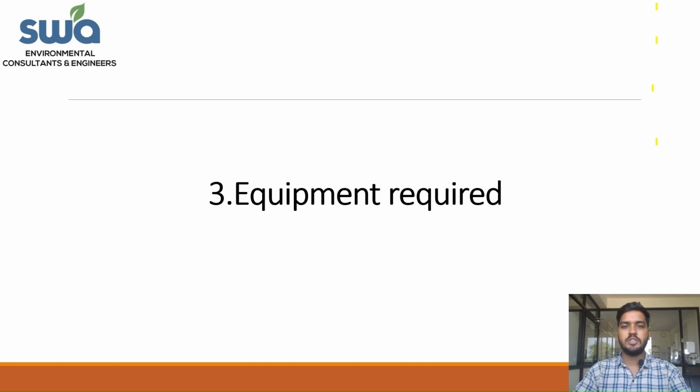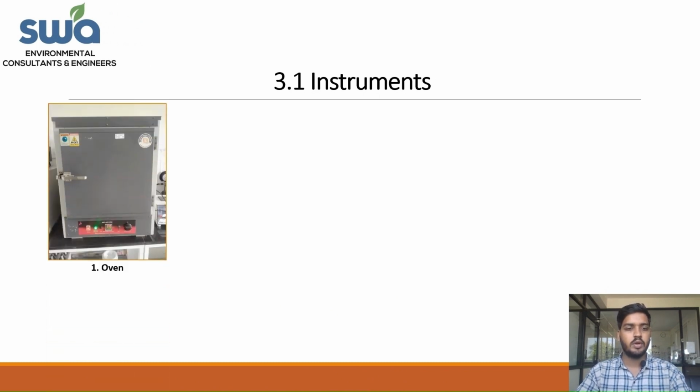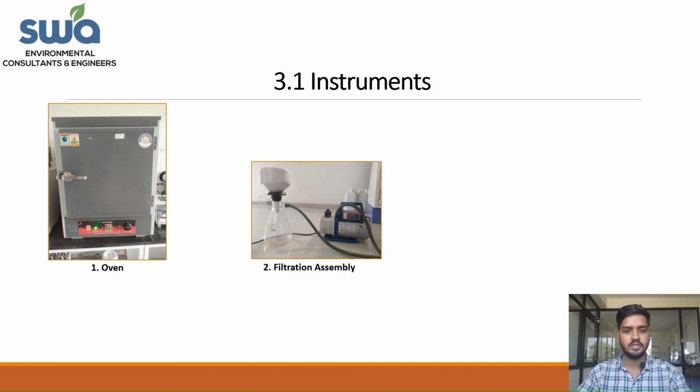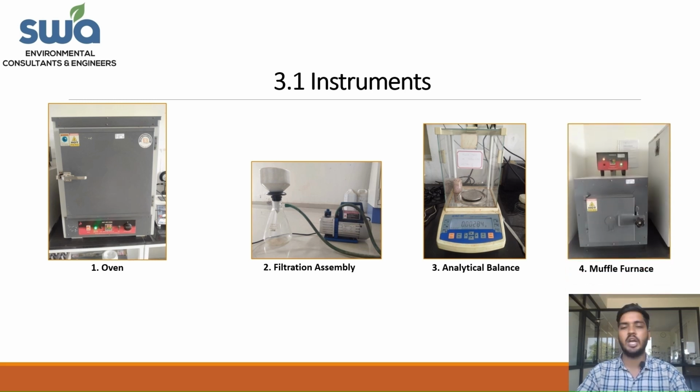So now let's see which type of equipment will be required to perform this procedure. In instruments, we will require an oven to dry the filter paper and evaporate the sample for TDS and TSS. This is the filtration assembly to filter the sample. The weight balance is used to pre-weigh and post-weigh the beaker, the crucibles and filter paper, and the muffle furnace is for measurement of VSS and FSS. This muffle furnace will be used for ignition.